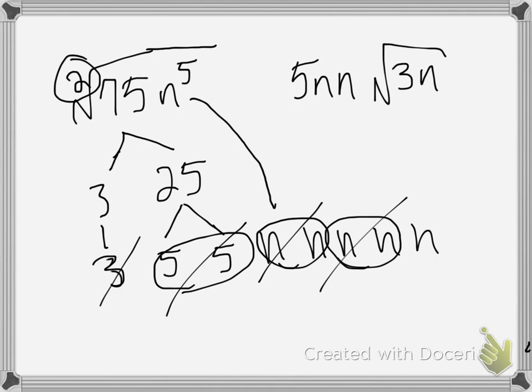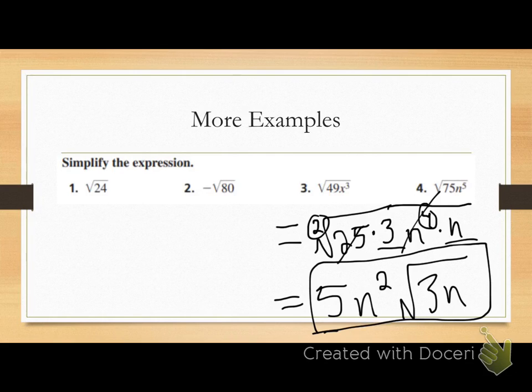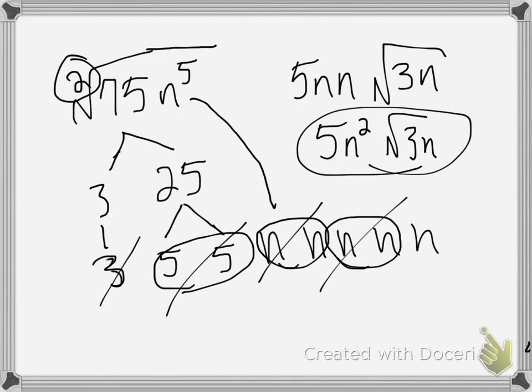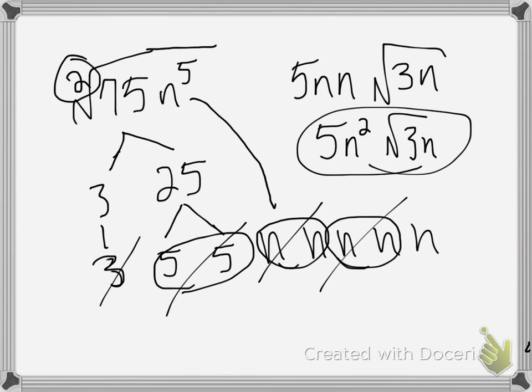5 times n squared gives me 5n squared times the square root of 3n, and that gives me the same answer I got on the previous slide. So that's another way of looking at it. I like this method better because I feel like it goes a little quicker. It's not as much writing, but I'm fine if you do it either way. So if you like this way, just look for pairs. If it has a pair, it can come outside of the radical. If it does not have a pair, it stays under the radical. So hopefully that all made sense. If not, you can ask questions in class.